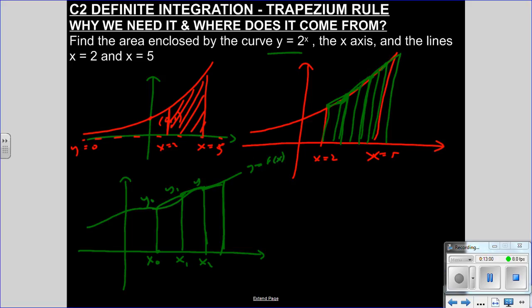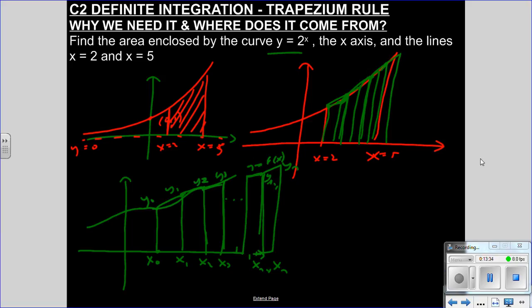X1, this will be y1 then. And then, as we go on, if we keep doing it, we're going to have the last two trapeziums, aren't we? So if I just kept splitting it up. Okay, here we go. So, dot, dot, dot. This one, x2 then, y2. So the last x value is going to be xn, isn't it? So this would be yn. This would be xn take 1. And this would be yn take 1, right?